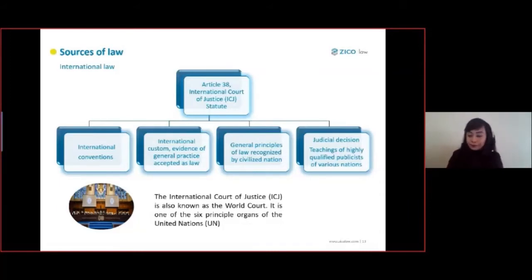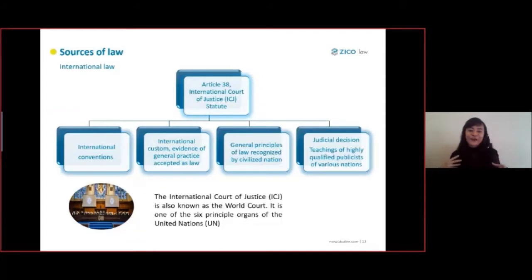So yeah, that's it. Okay, for those of you who don't know, ICJ is short for International Court of Justice, which is also known as the World Court, and is also one of the 6 principal organs of the United Nations. Now, if you want me to explain more on sources of international law, feel free to ask in the comment box. Okay, now we move on to legal research method.